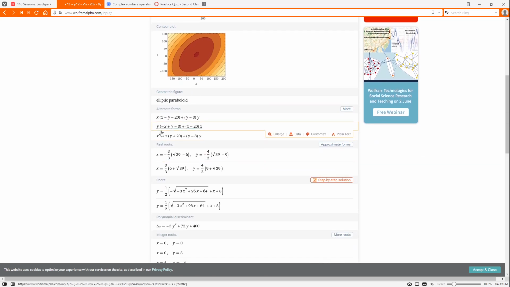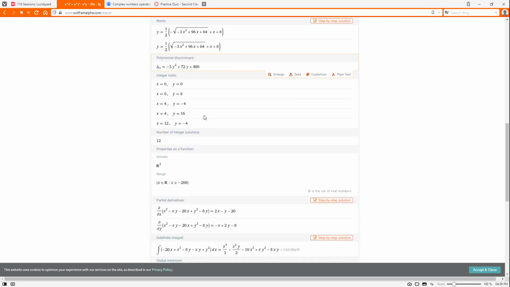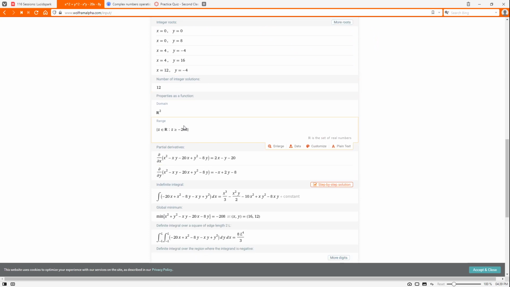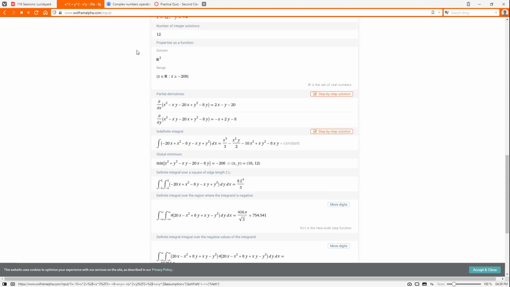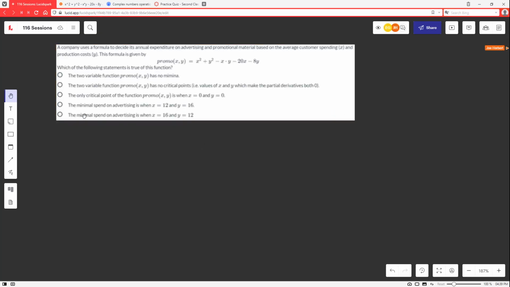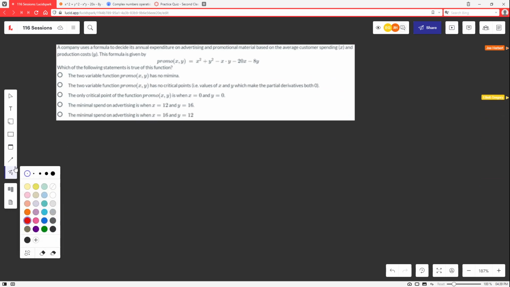It's got different forms. We're looking for... where is it? There we go. It has a global minimum at (16, 12). And if you look at the question, the minimum spending is when x is 16 and y is 12. So it's this one.